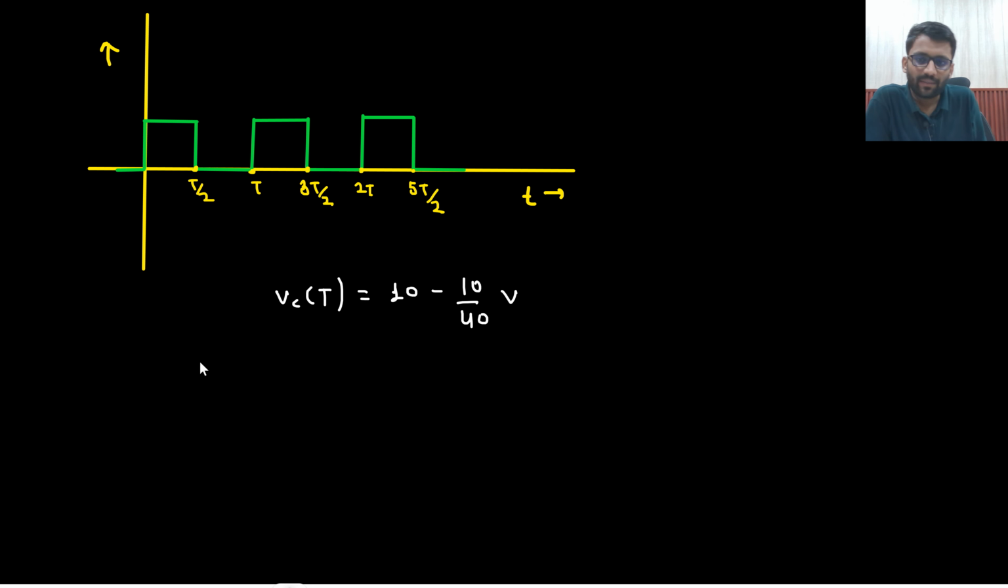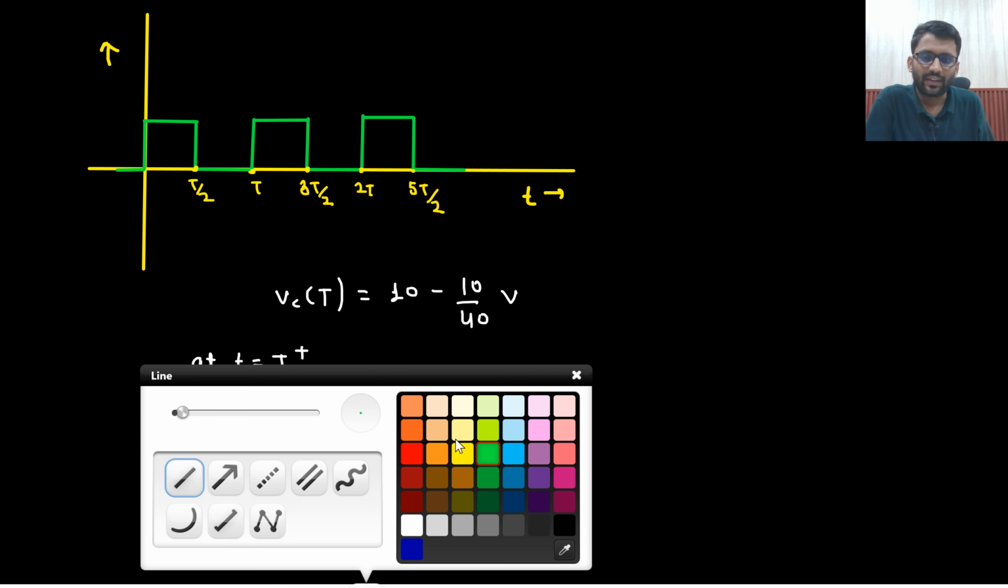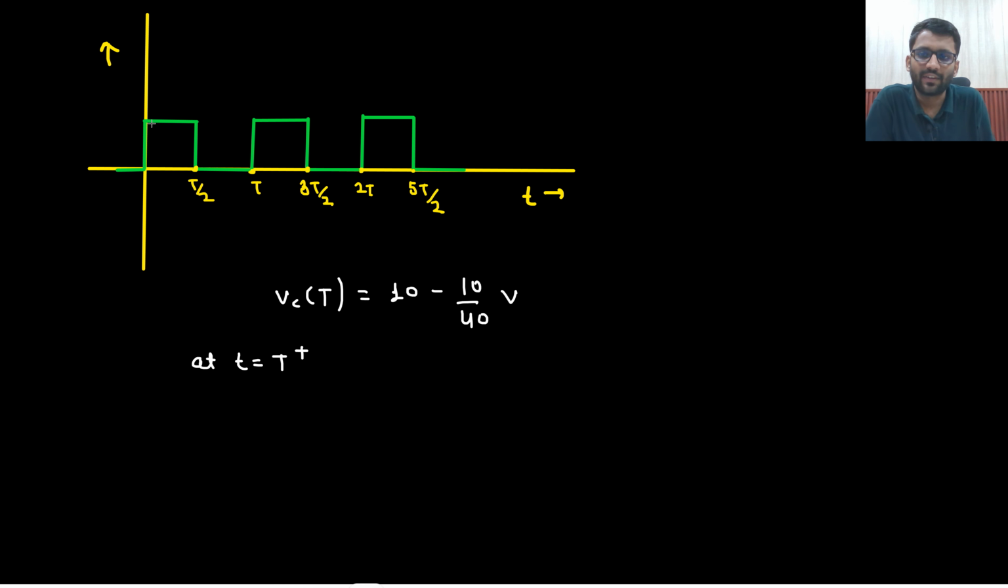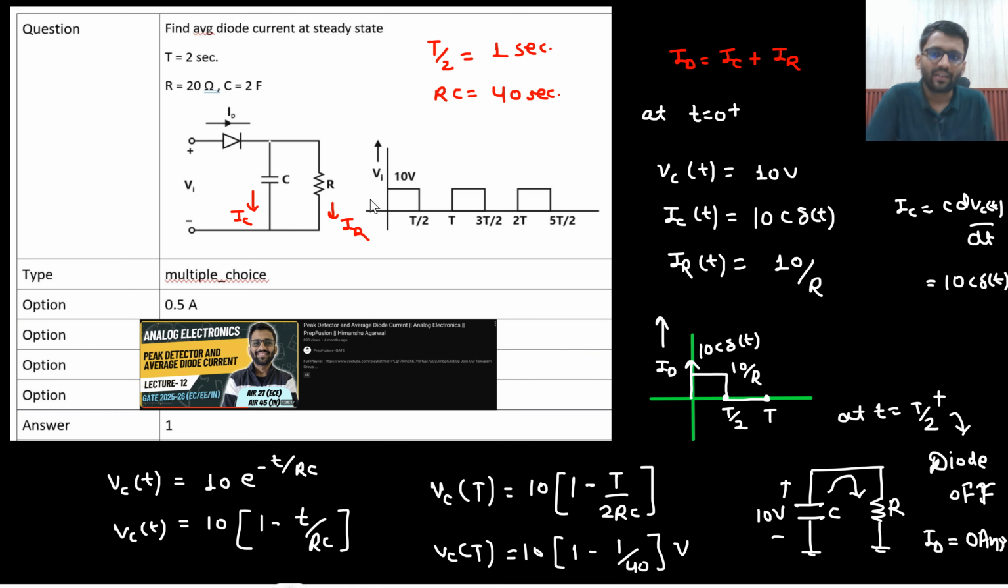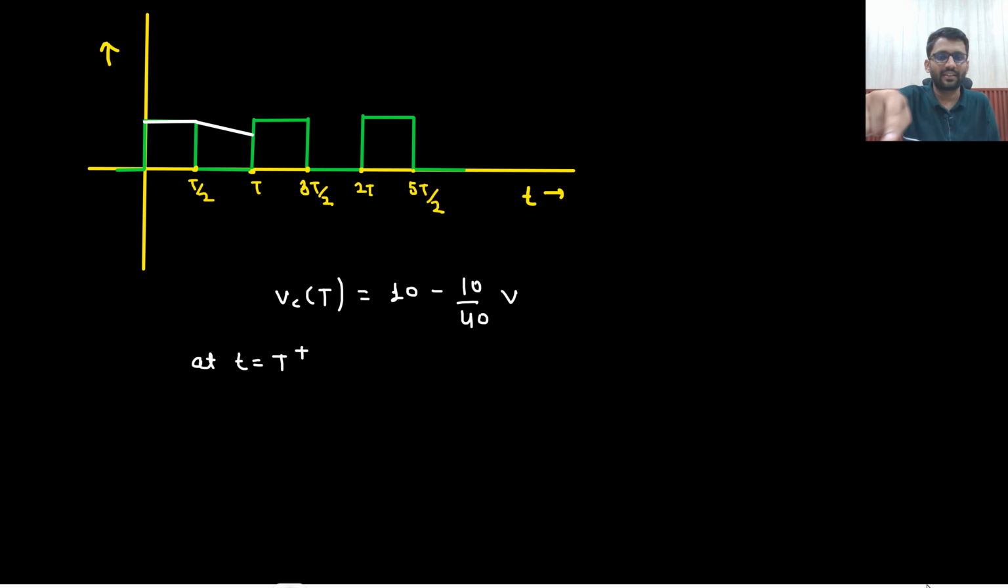Okay. Now tell me one thing, at t equals to t plus, what will happen? So let's draw the VC waveform. This is the VC waveform. Initially it was 10 volt. Then potential went down. Now at t equals to t plus, what will happen? Across the capacitor you are having some potential lesser than 10 volt. That is 10 minus 1 by 4.